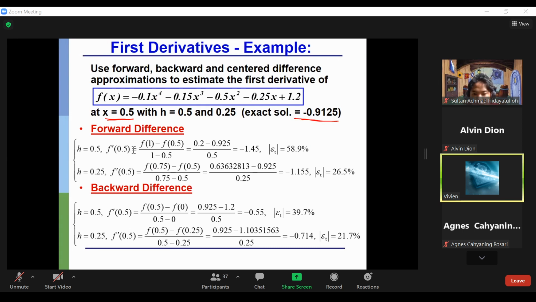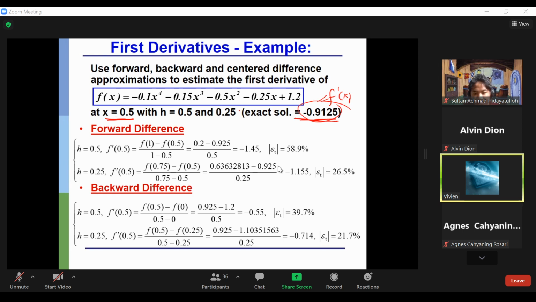Now this is just an example, so it's pretty simple, so that we can get the true solution for the first derivative. The goal is finding the first derivative at x equals 0.5. So this is the solution.